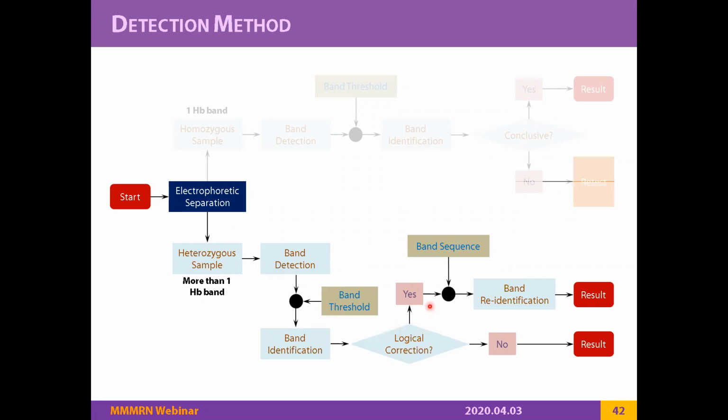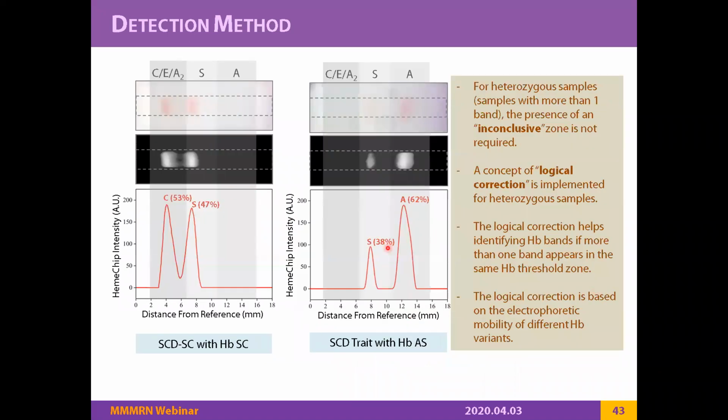So based on the threshold, if we can identify the bands easily, then you don't need to do a logical correction, then you just publish the result. If we have some difficulty, then we apply an additional set of logical corrections that gives us the band identification, and then you publish the result. So there are two examples of that. It seems easier to detect the band for a heterozygous sample than for a homozygous one, because for a homozygous band, we actually don't have any inconclusive test.